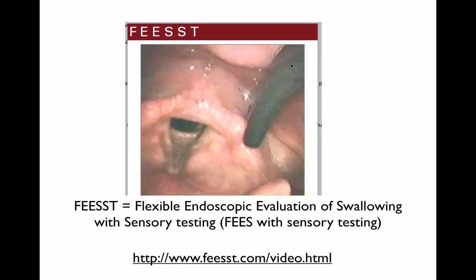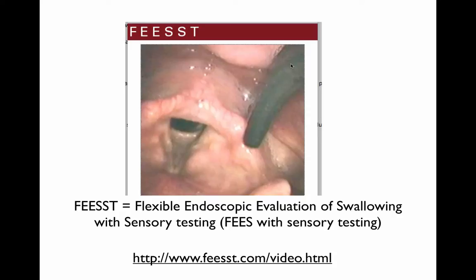I'm going to refer you to the website that's at the bottom of the page. This is a website for a particular company that does FEAST testing, so you'll have to take it with a grain of salt, but it does have, in addition to an explanation of the technique, some pictures as well as film of normal swallows and abnormal swallows using FEAST technology.